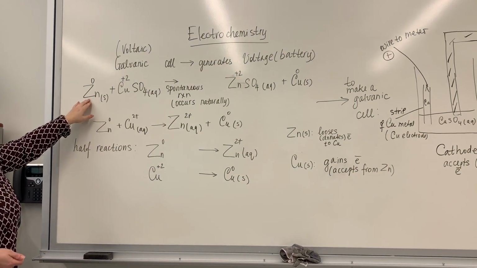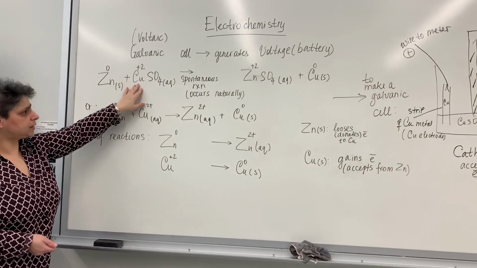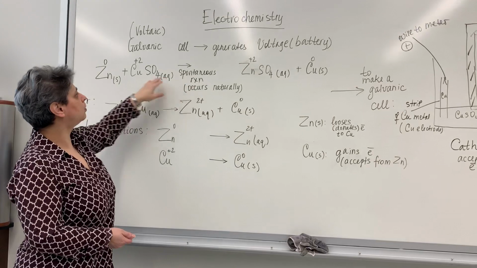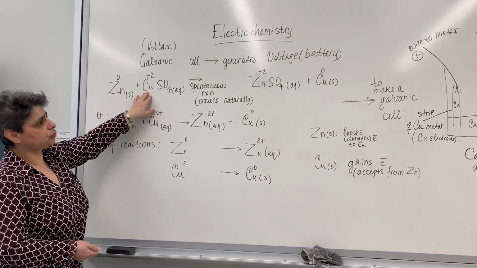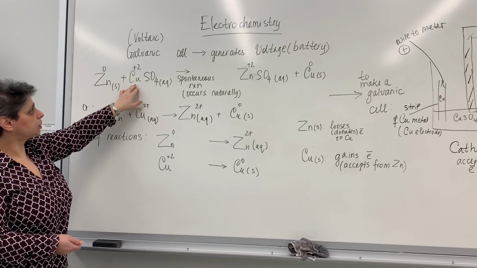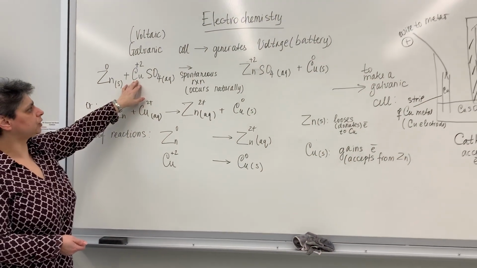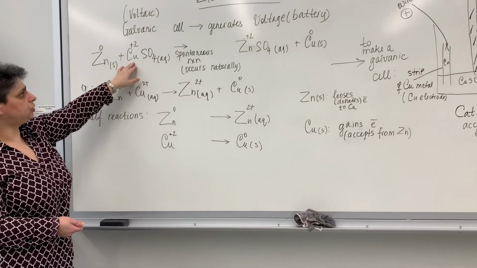And so zinc is being oxidized. Copper ions, on the other hand, start out at positive 2, end up at 0. To go from positive charge to neutral, species must acquire or gain electrons. So copper in this case goes from positive 2 to 0, gains electrons, and is being reduced.